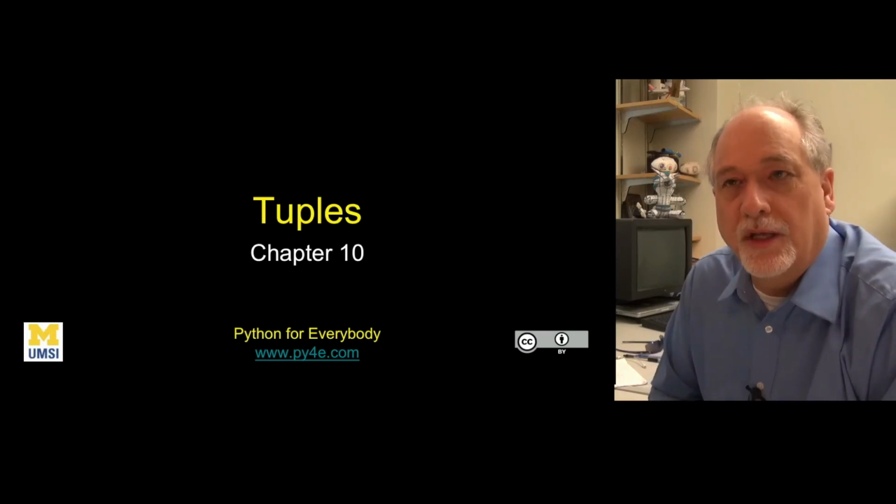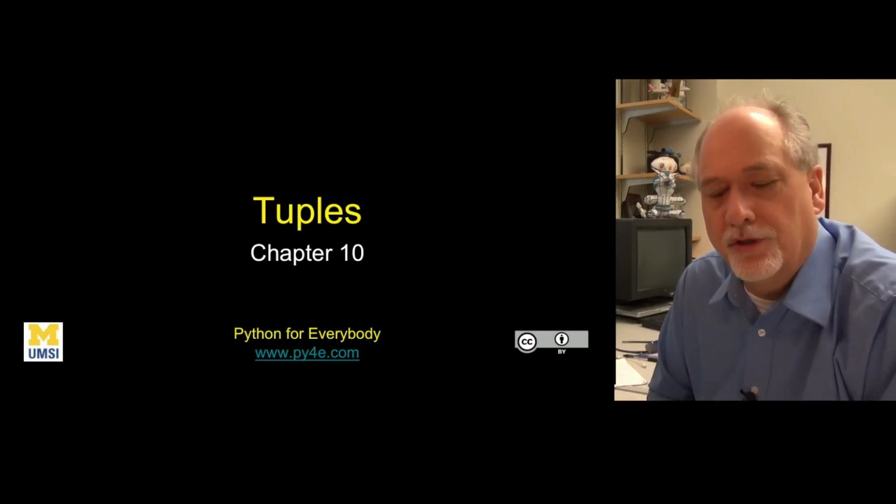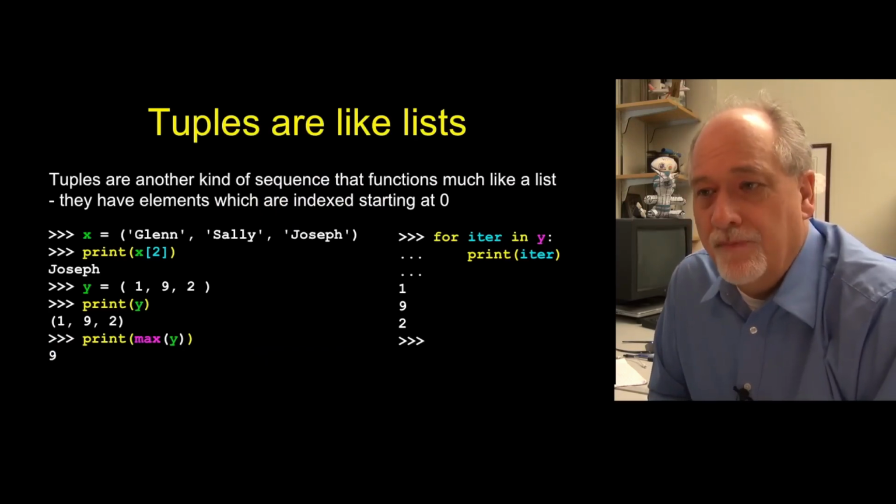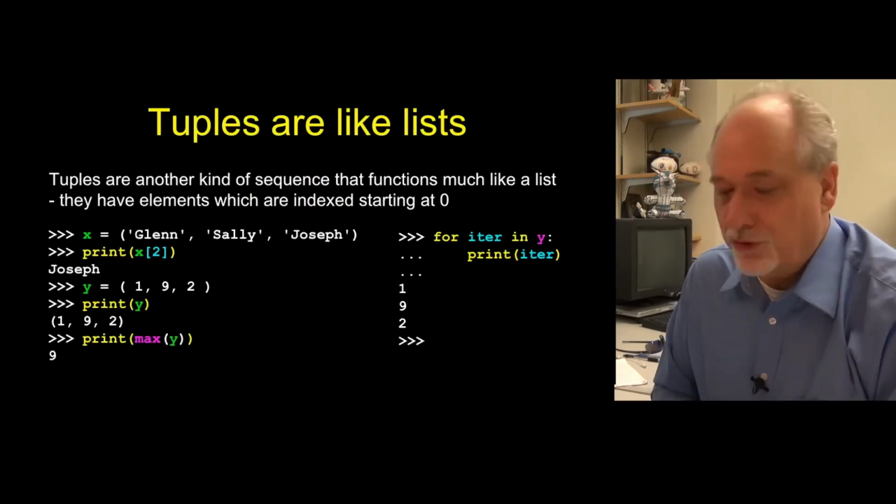Hello and welcome to Chapter 10. Now we're going to talk about our third kind of collection called tuples. But tuples are really a lot like lists. There's not too much to them. They're really kind of a reductionist version of lists.